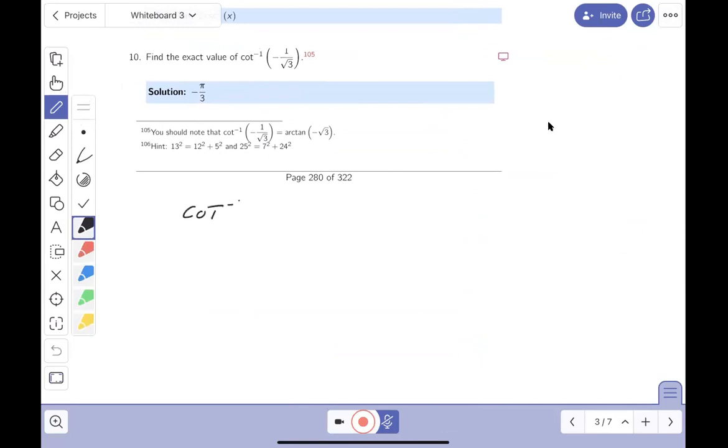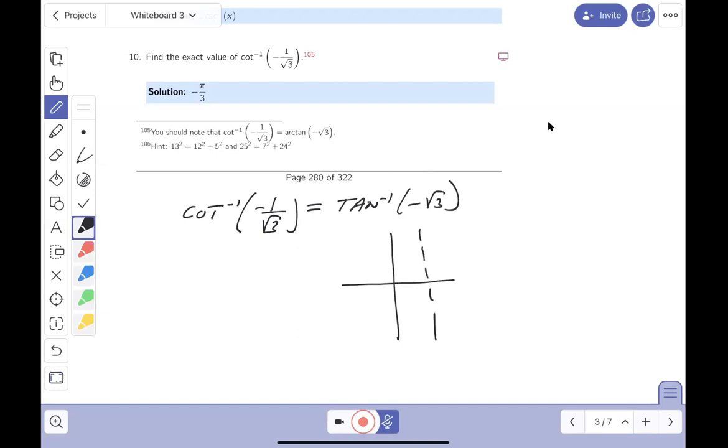They said the arc cotangent of minus 1 over root 3 is identical to the arc tangent of minus root 3. Well, which one looks easier for me to do? I think the arctangent does. If I'm going to do that, I want to remind you what we do. You're going to draw one cycle of an invertible region of the tangent function.